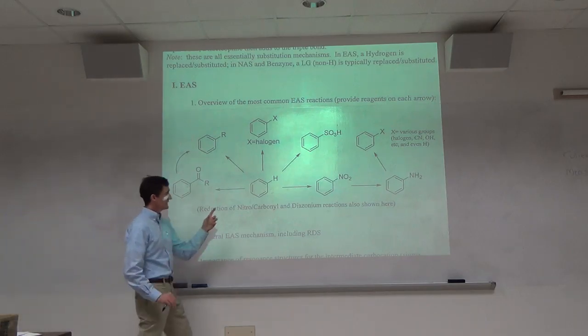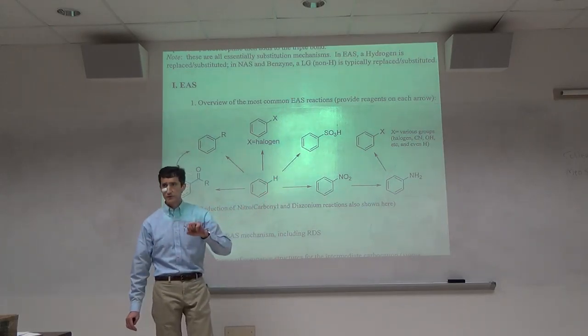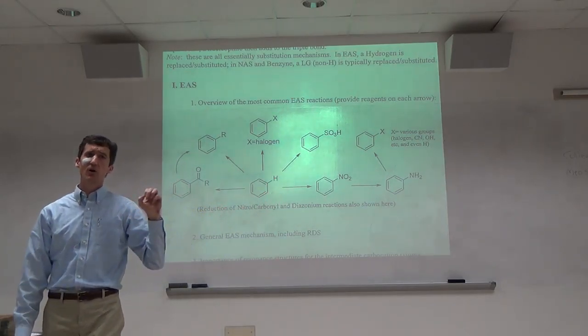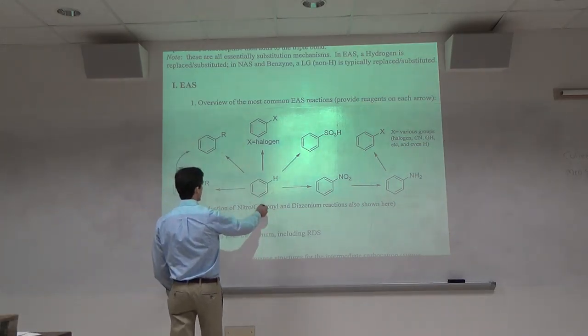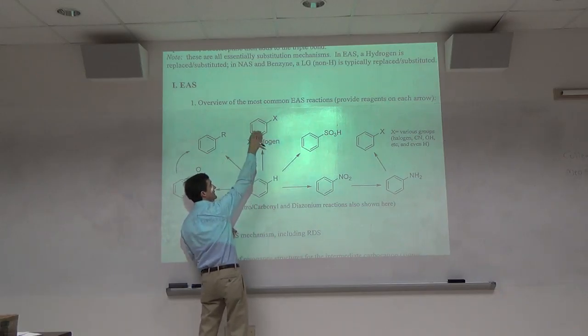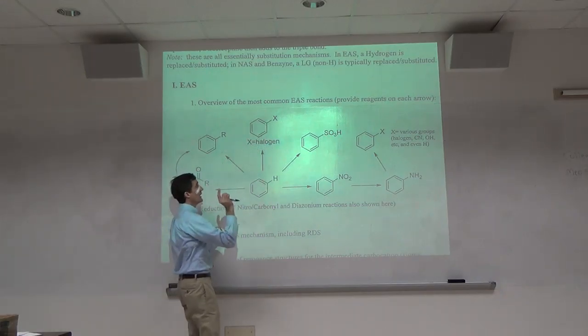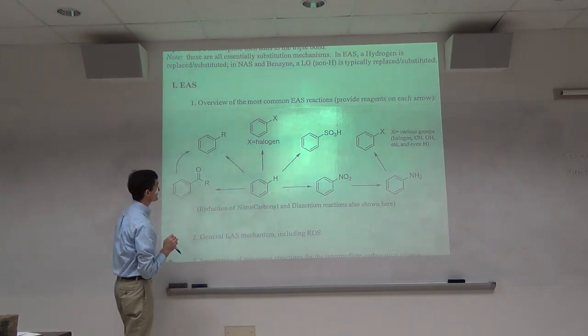With EAS, we're typically replacing an H on the benzene ring with some other group. So it is a substitution. This is typically how we get things on the benzene ring in place of a hydrogen. For example, you can start with benzene and put a halogen on, and you can make bromobenzene. Again, this would involve replacing an H, a substitution reaction.